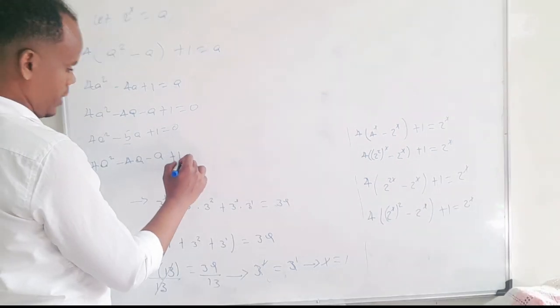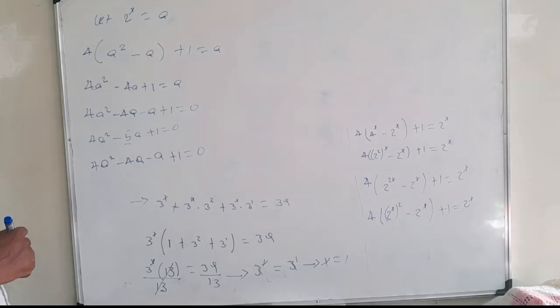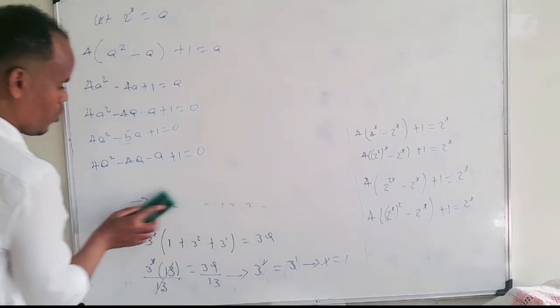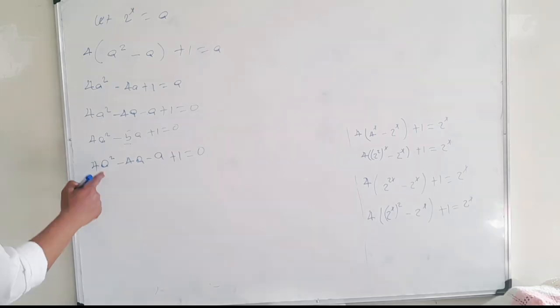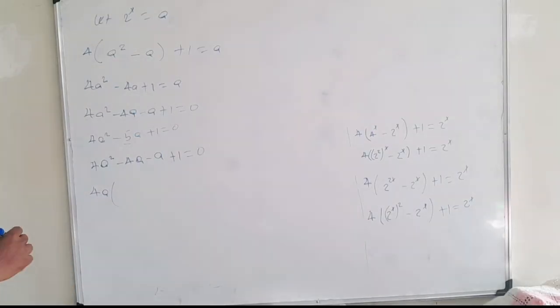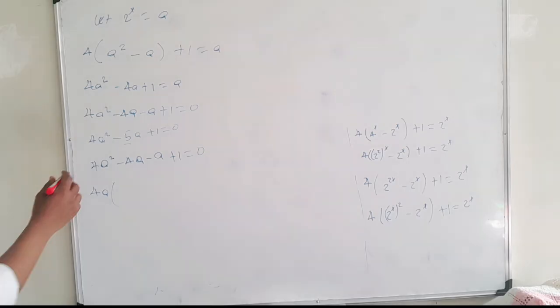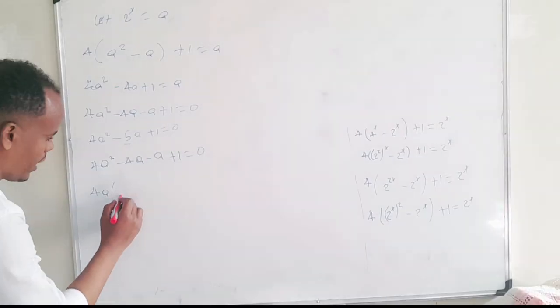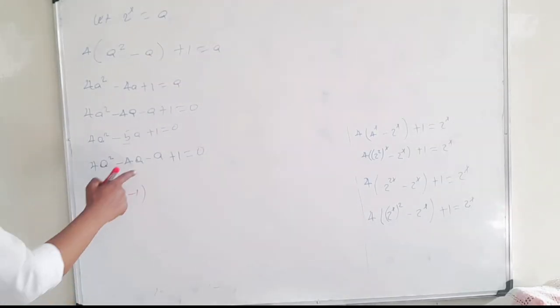That is 4a squared minus 4a minus a plus 1 is equal to 0. Then select the common factor. What is the common factor? In the expression, 4 times a is the common factor.